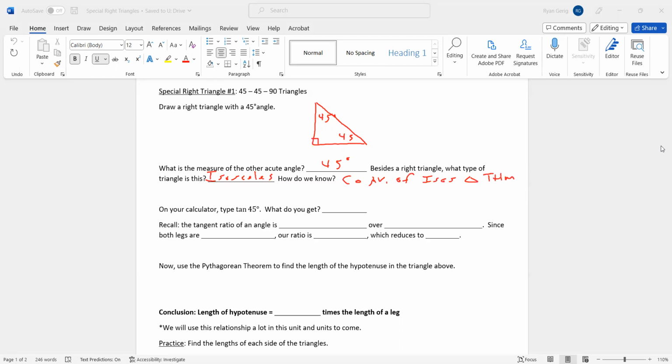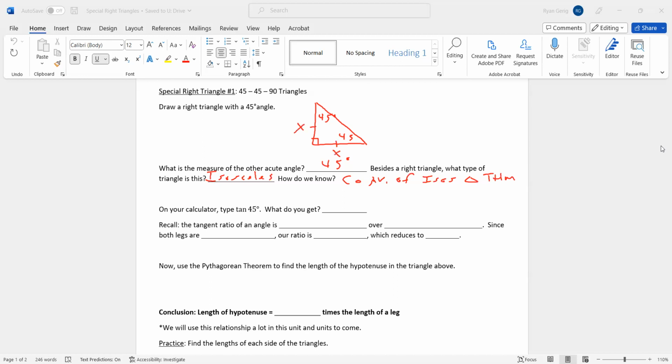Now, what does that say? That says that if two angles are congruent, then the sides across from them are congruent. So I have two congruent angles, 45 and 45. That means the sides across from them are equal. And then we don't know what they are, so I'm going to call them x. I'm just going to go ahead and do that real quick.